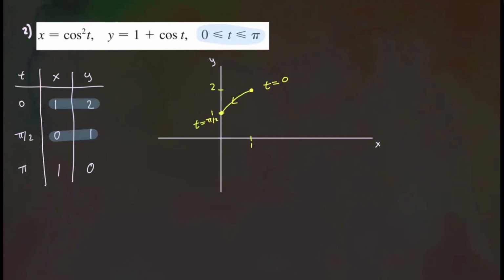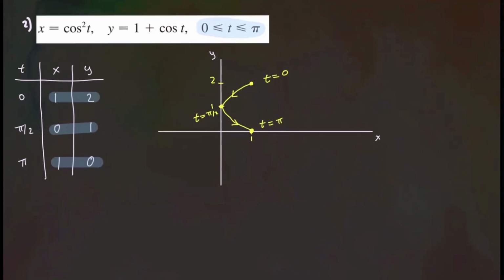And then when t is pi, we have the point 1, 0. So we're going to come back to this point right here. So that's the direction of our curve. So this is when t is equal to pi. So it's just that little curve that represents these parametric equations. All right, now let's find its Cartesian form.